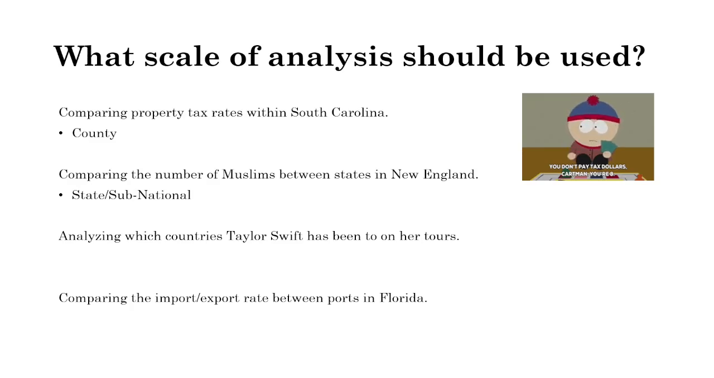And the next one, analyzing which countries Taylor Swift has been to on her tours. Well, she's been on a world tour, so that's a global scale. And then that's going to vary which countries. That's going to be a country scale of analysis, or you could say national scale of analysis. If you want to get more specific, you could probably say city or regional scale of analysis, subnational scale of analysis.